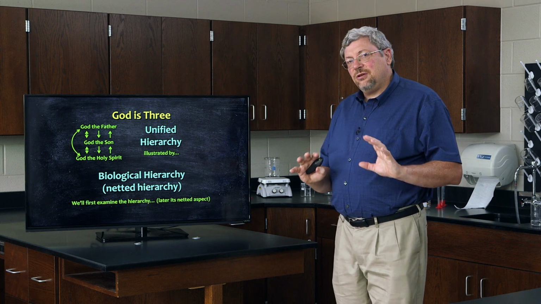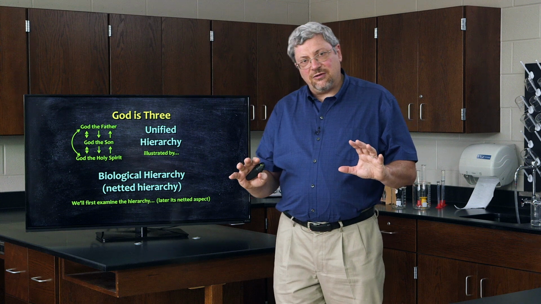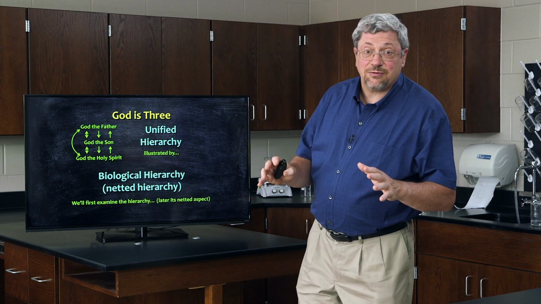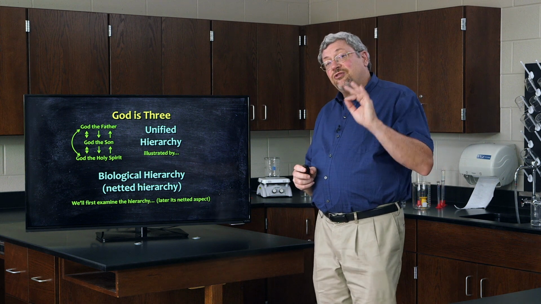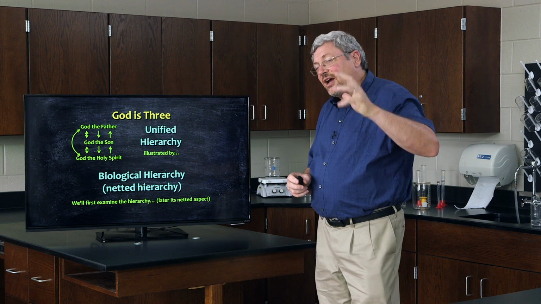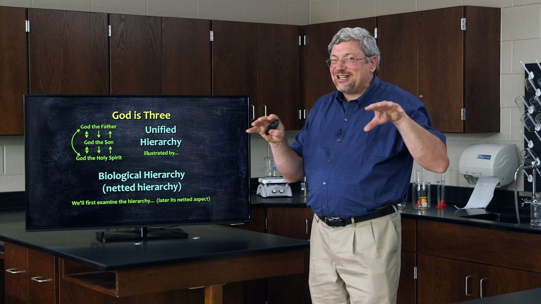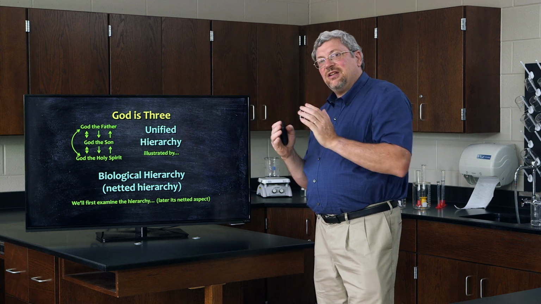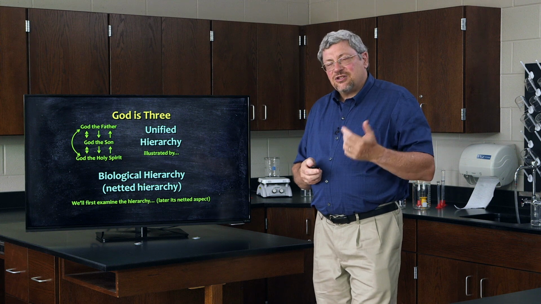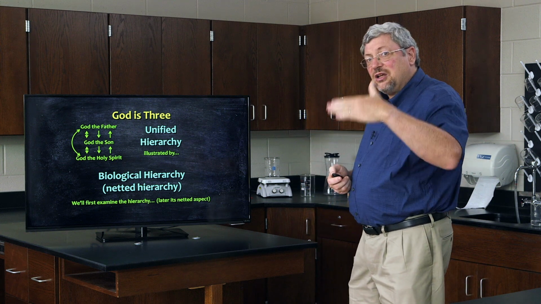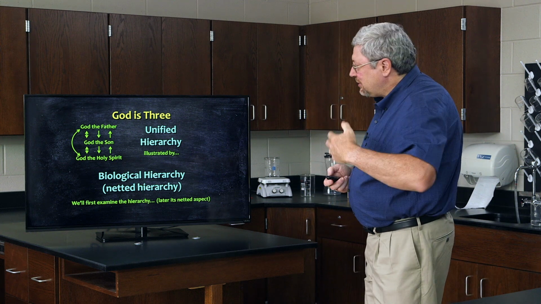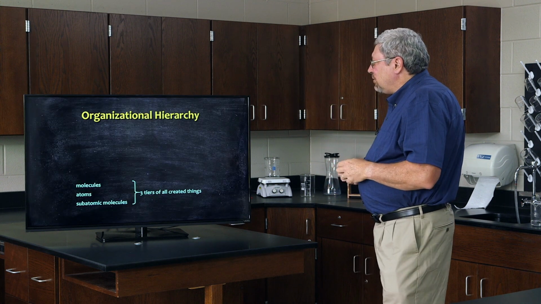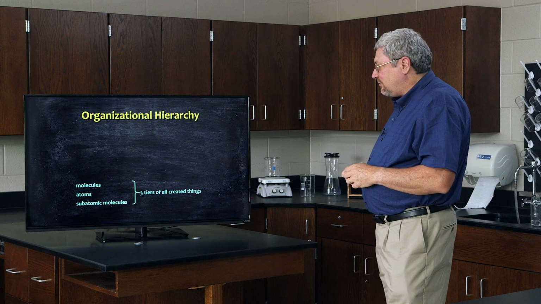We're going to look at the hierarchy of biology a couple of different ways, or actually a couple different types of biological hierarchies. First, we're going to look at the hierarchy itself, the easy to understand hierarchy. Then we're going to look at the unified, netted aspect of the hierarchy. So looking at simple hierarchy from the top to the bottom, let's look at organizational hierarchy of biology.